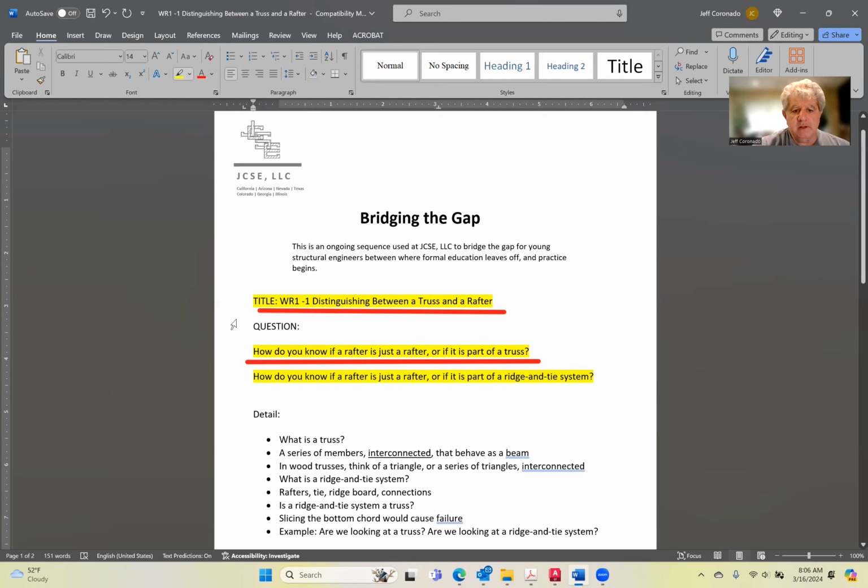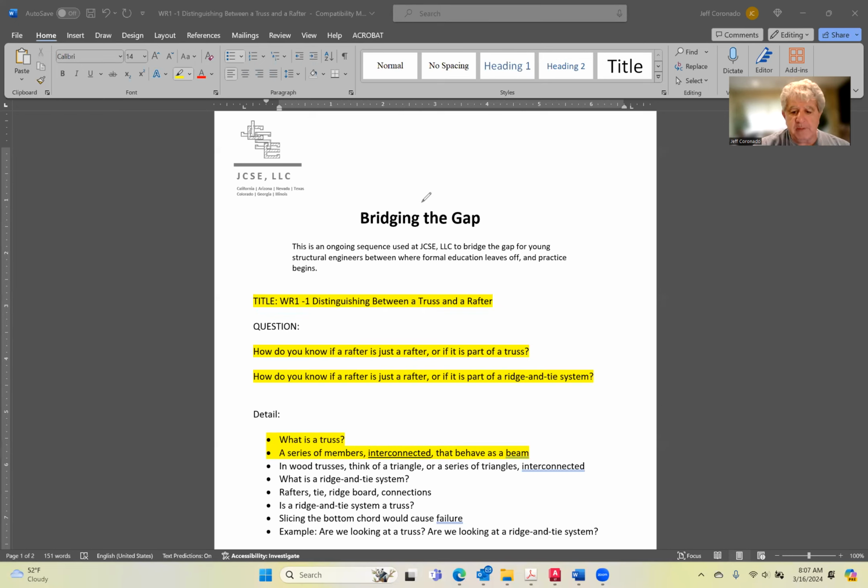What is a truss? Well, we actually have covered a truss in another Bridging the Gap session. But we've seen that a truss is a series of members. They are interconnected, and that may be one of the important aspects to keep in mind, right? When we're thinking of a truss, the members are interconnected, and we've seen that they behave as a beam. So a truss behaves like a beam. It serves the function of a beam.